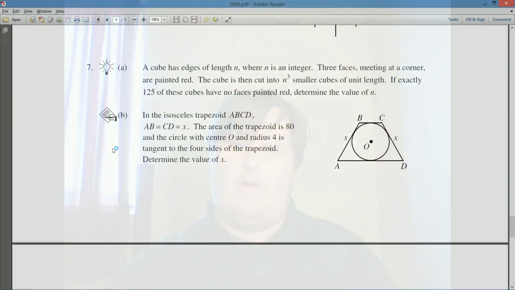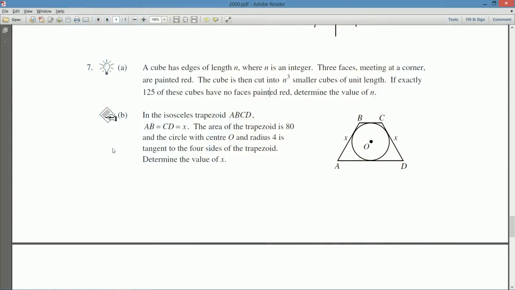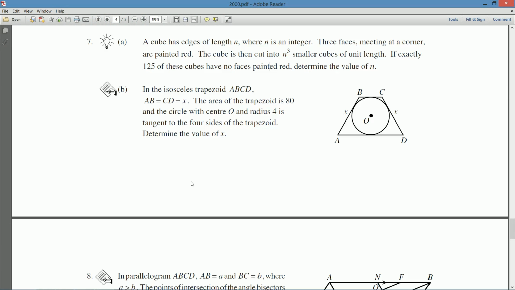Okay, now we still have the B part. Sure, we have n is 6 for A, but we still have the B part. So we have an isosceles trapezoid, and that means that these two lengths, AB and CD, are the same length. They're given the length x here. So we have an isosceles trapezoid, and AB and CD are both equal to x. The area of the trapezoid is 80.